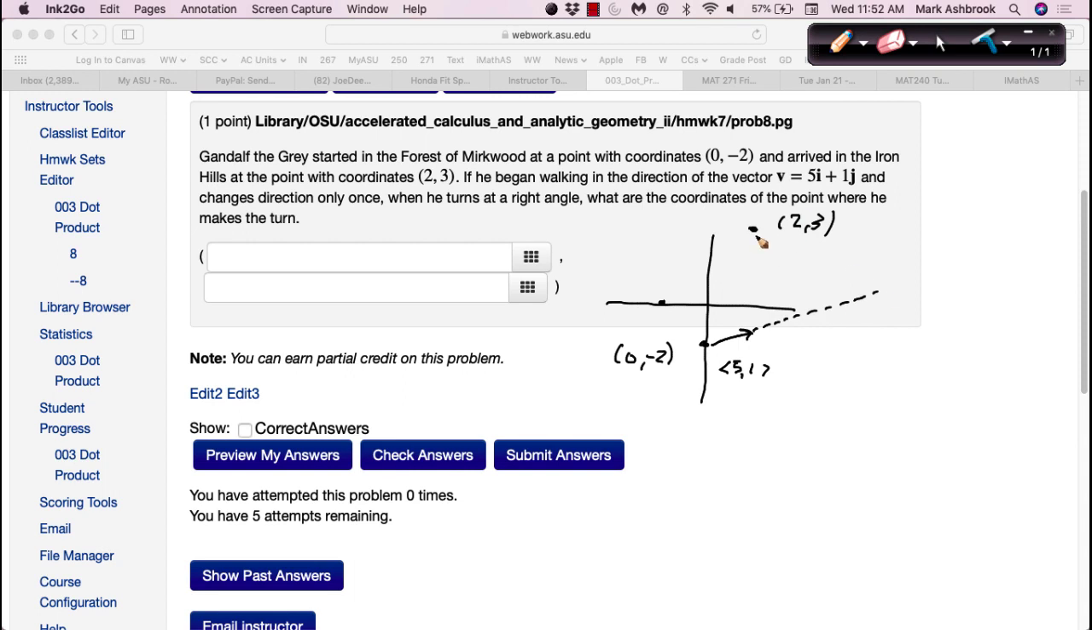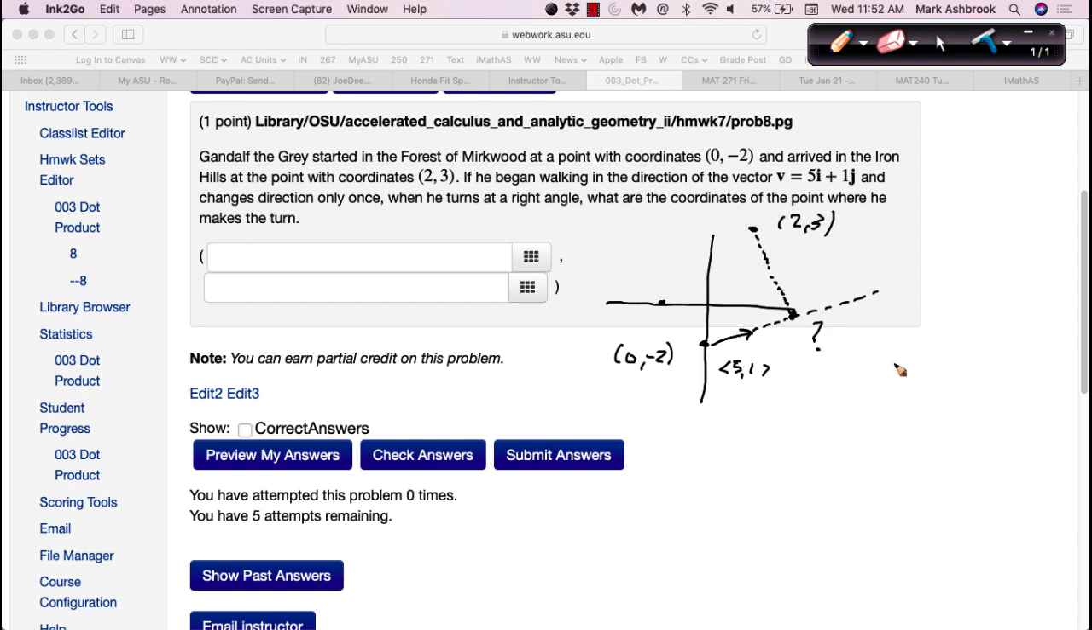So first we've got to conceive the question correctly, and a picture is super important, right? Draw pictures. This is a heavily geometry course. That means when you're solving problems, you're drawing pictures of the situation. Okay? So the question is, where does he make the turn?